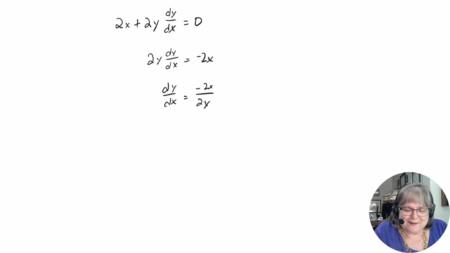So the 2's cancel. So the dy dx is equal to negative x over y.